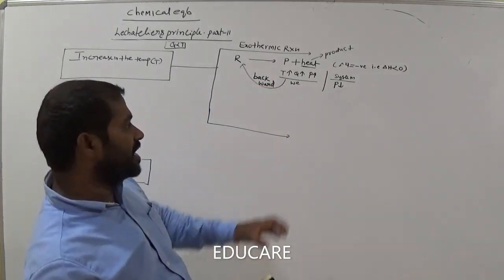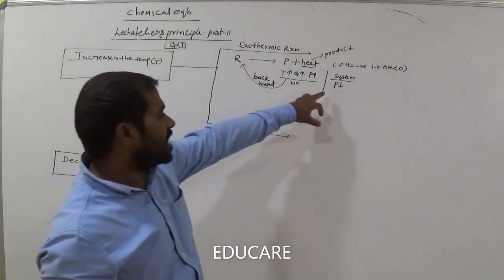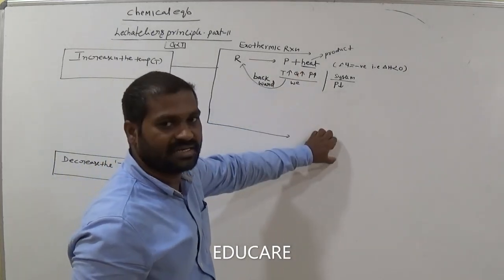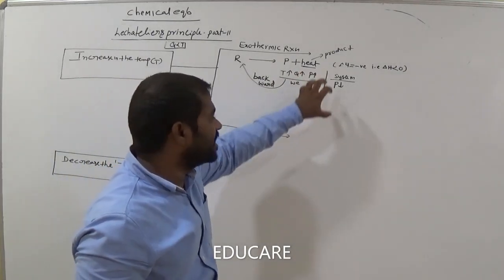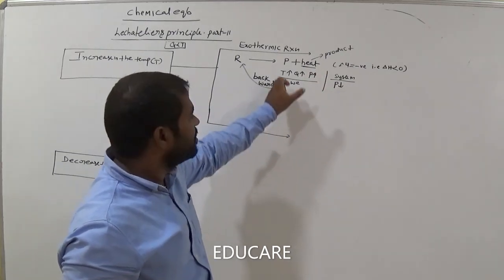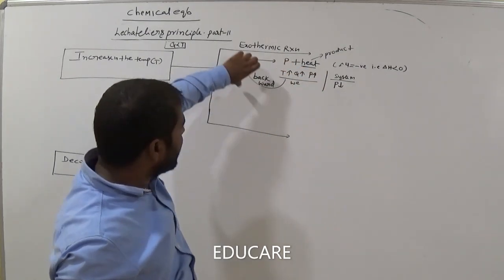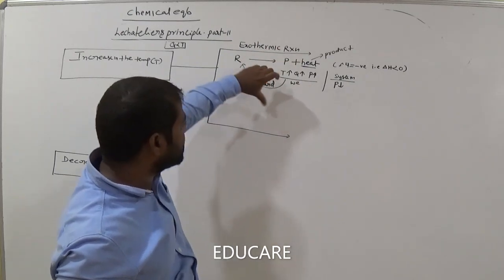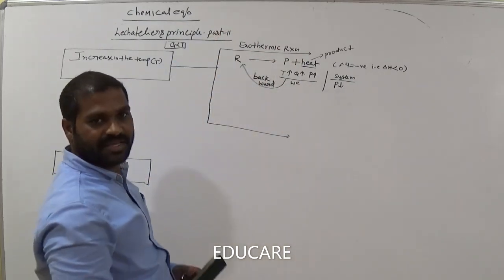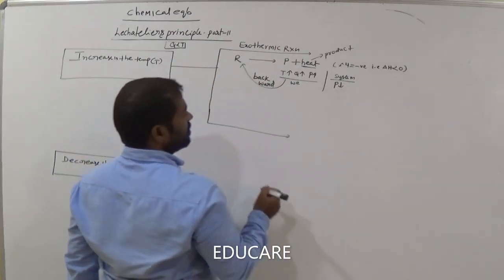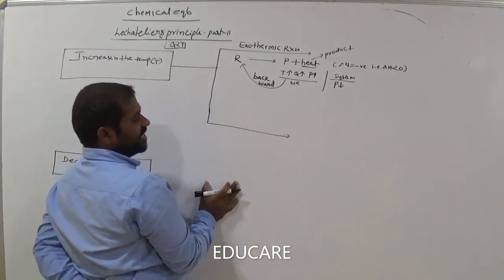Here the system tries to decrease the product concentration. Am I right? How will it decrease the product concentration? This product is shifted towards the reactants. That means decrease the product concentration, increase the reactants concentration. Am I right? Is it clear? That means backward reaction takes place.